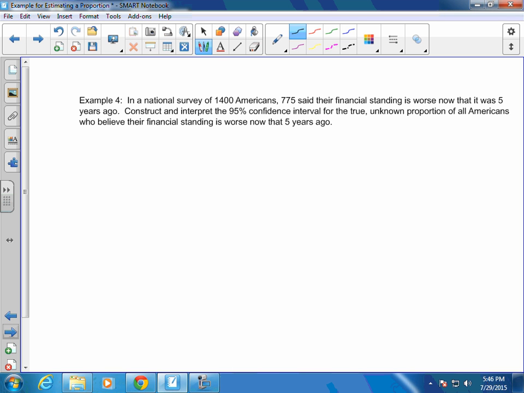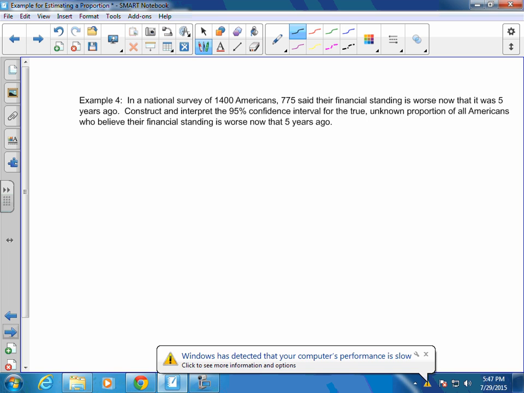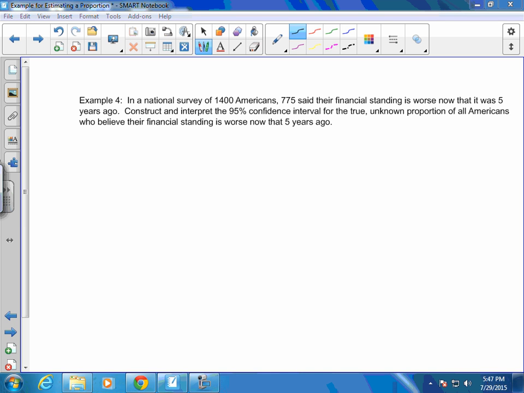So let's see what we would get in this case. We have a national survey of 1,400 Americans. 775 of them said their financial standing is worse off now than it was 5 years ago. And we want to construct and interpret the 95% confidence interval for the true unknown proportion of all Americans who believe their standing is worse now than 5 years ago.